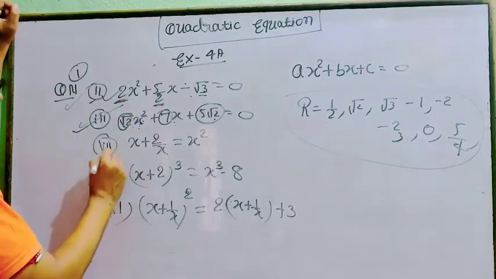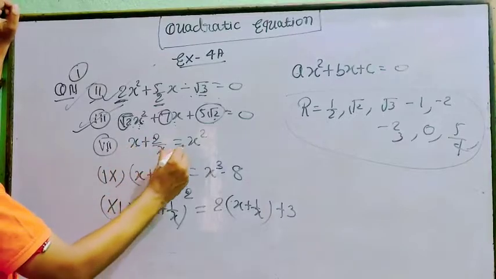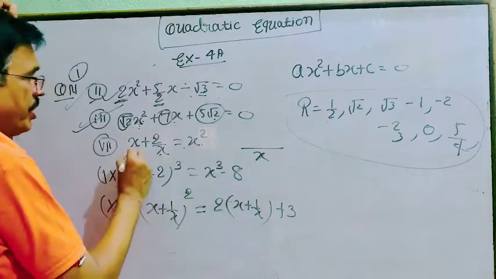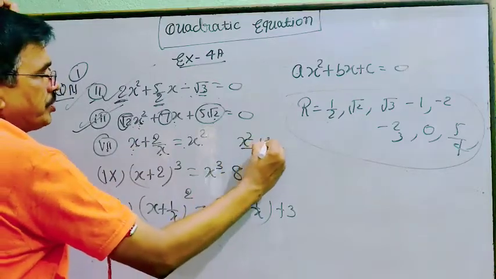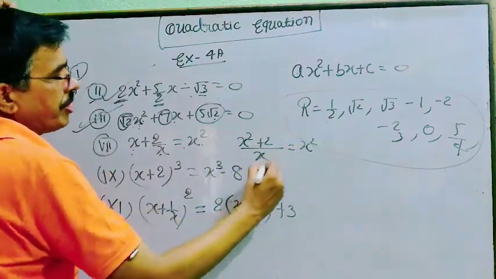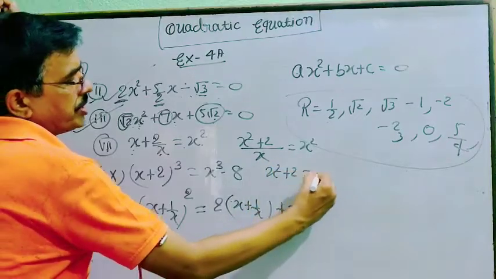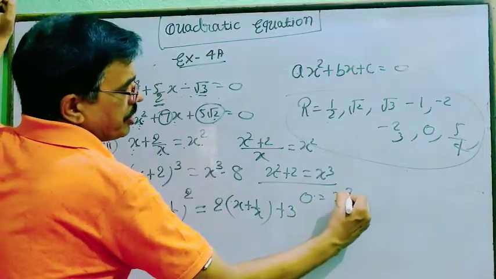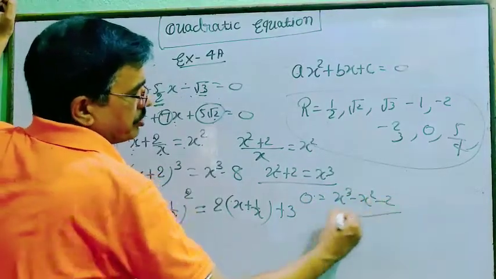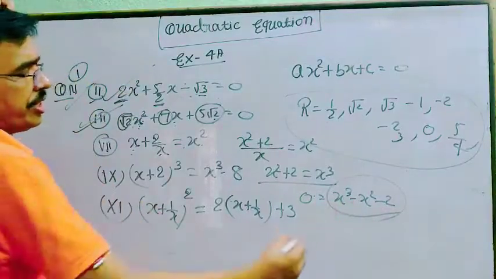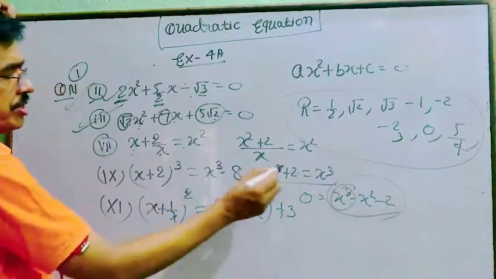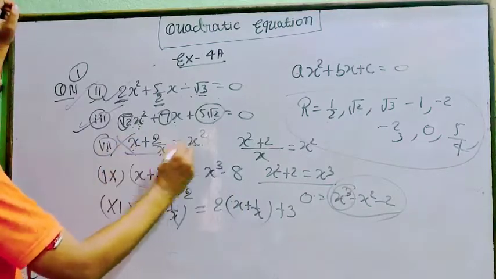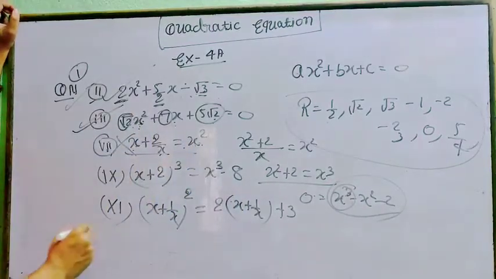So it is clear it is also quadratic. Here is x plus 2 by x is equal to x square. First you solve it, taking the LCM: x square plus 2 is equal to x square into x. Cross multiplying, x square plus 2 is x cube. And you write 0 is equal to x cube minus x square minus 2. Dear student, now you find the degree of the equation is 3. So it is not quadratic, it is cubic. So you write it is not quadratic because the degree of this equation is 3.